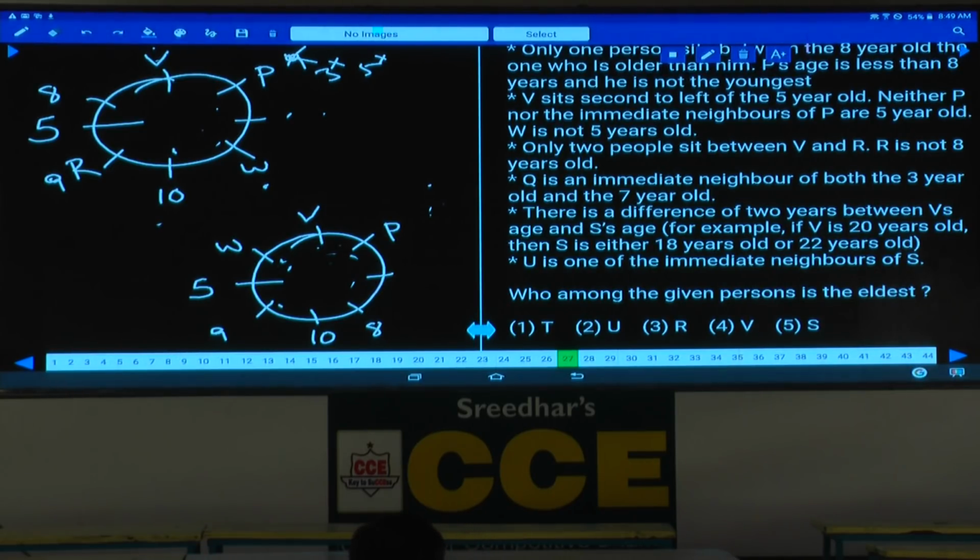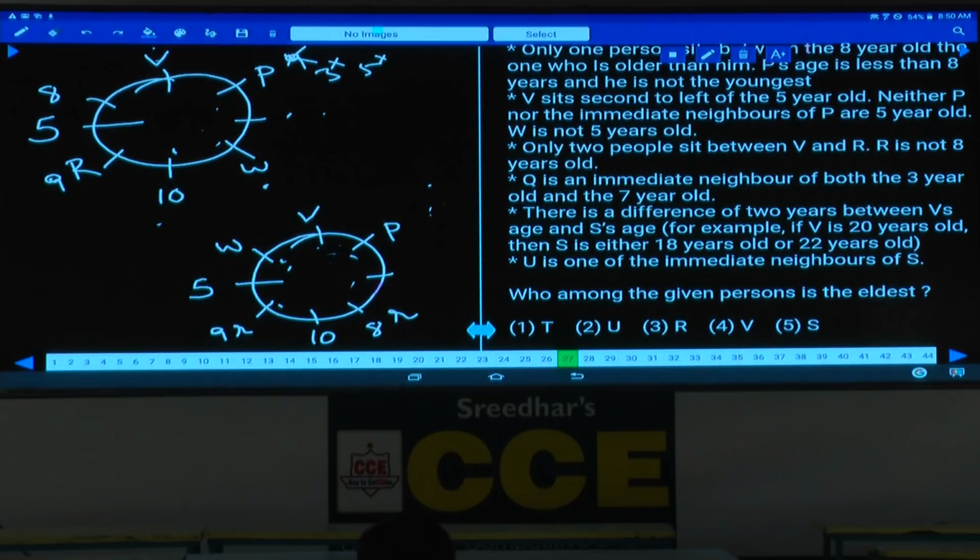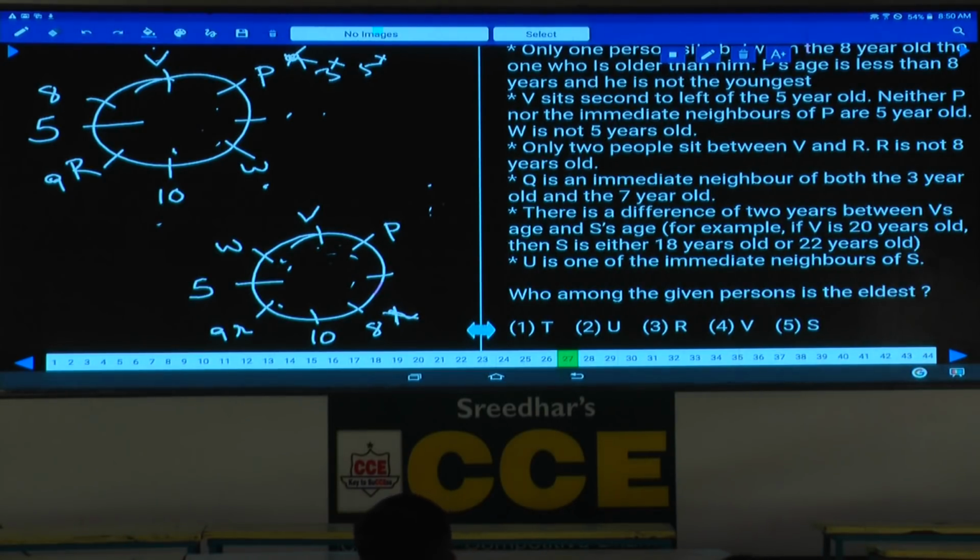And 2 persons between V and R. Now 2 people between V and R can be either here or R can be here, isn't it? Hence there are 2 possibilities, out of which R is not 8-year-old. As R is not 8-year-old, this R must be where? R must be 9-year-old. Clear now? In both the cases, R will be 9-year-old.